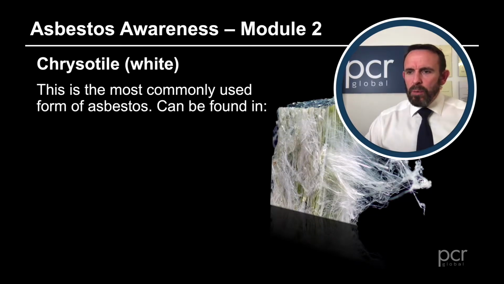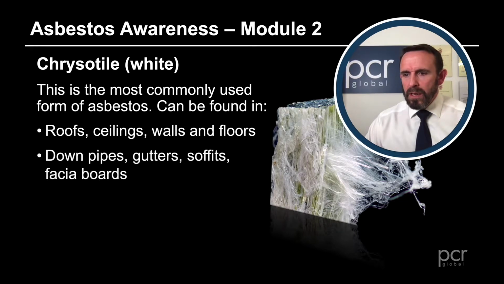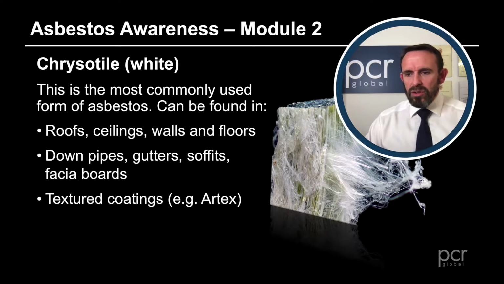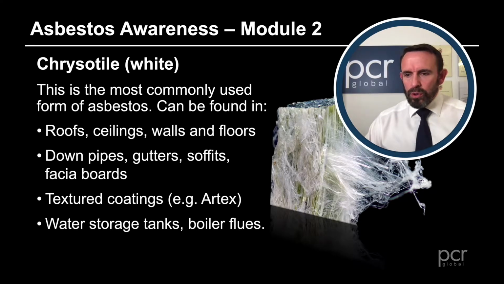The first type we're going to look at is chrysotile, also known as white asbestos, which is regularly known as the most commonly used form of asbestos and can be found in roofs, ceilings, walls and floors, downpipes, gutters, soffits and fascia boards, textured coatings such as Artex, and also water storage tanks and boiler flues.